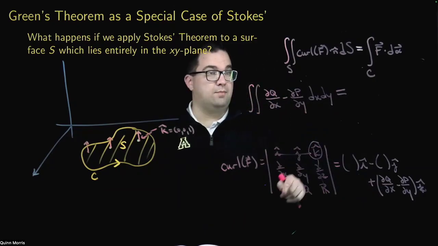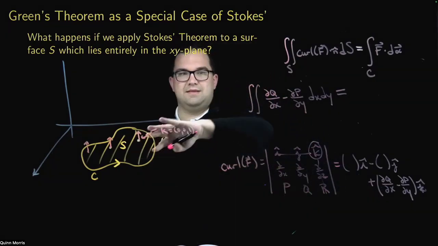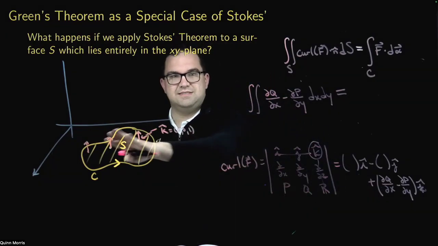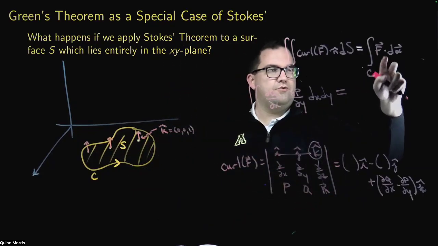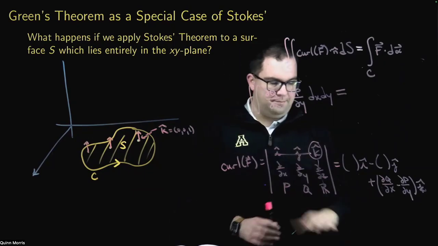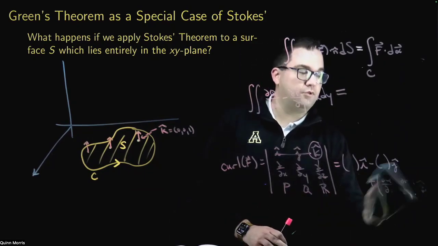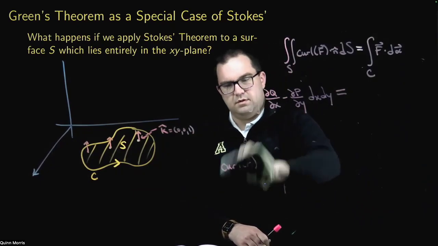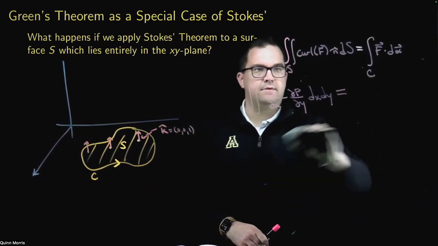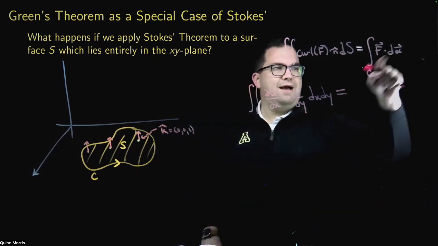So again, this is now a double integral. Right? I don't even think about it as a surface integral because now this set S lies entirely in the xy plane. And now if I look over here at what's happening on the right-hand side, well, here I have a line integral.